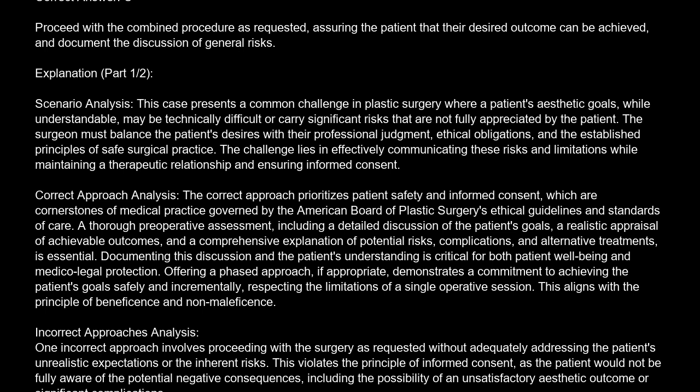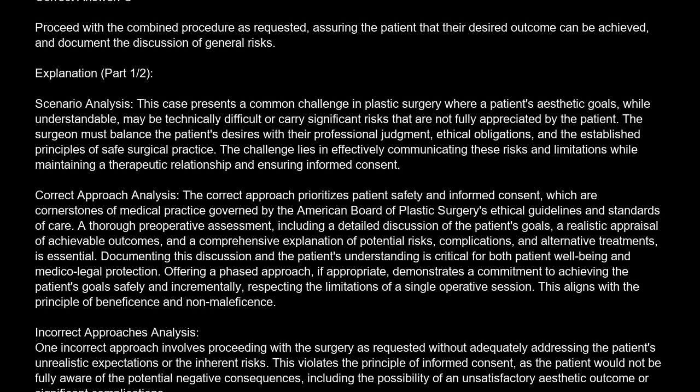The surgeon must balance the patient's desires with their professional judgment, ethical obligations, and the established principles of safe surgical practice. The challenge lies in effectively communicating these risks and limitations while maintaining a therapeutic relationship and ensuring informed consent. Correct approach analysis. The correct approach prioritizes patient safety and informed consent, which are cornerstones of medical practice, governed by the American Board of Plastic Surgery's ethical guidelines and standards of care.